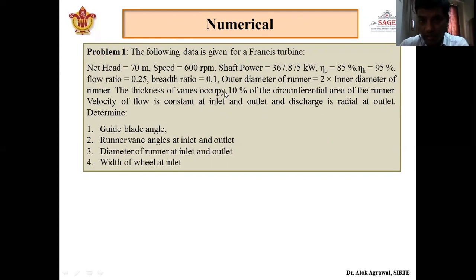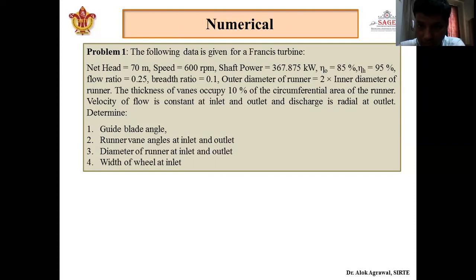Now the area we have taken is pi d1 b1. Till now, to evaluate the flow rate, Q is equal to pi d1 b1 into Vf1 that we are taking. Now it is saying that the complete area is not taken care of for the inlet of water. 10% of the total area is occupied by the thickness of the vane.